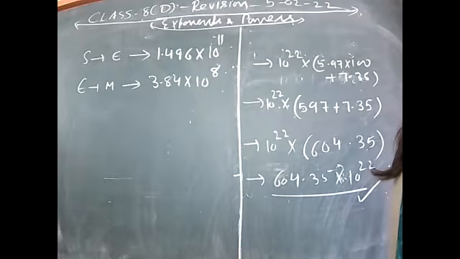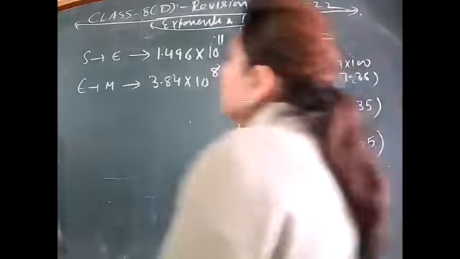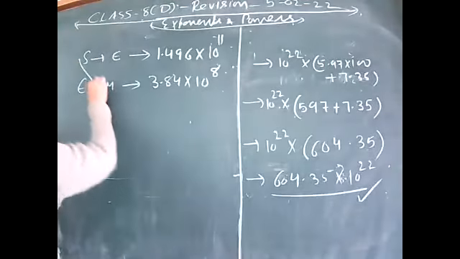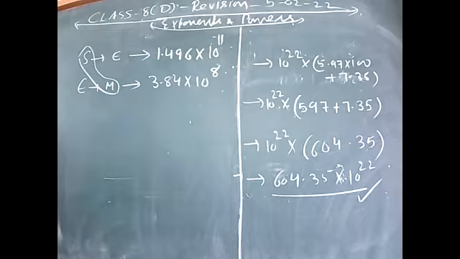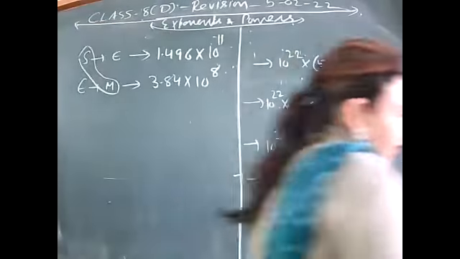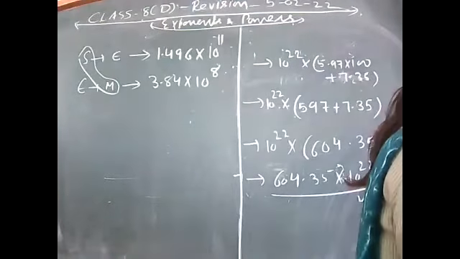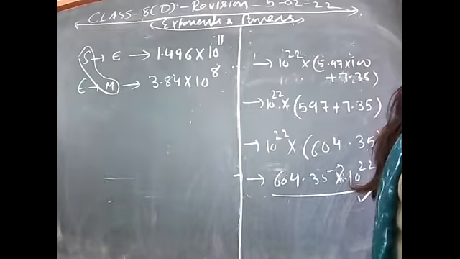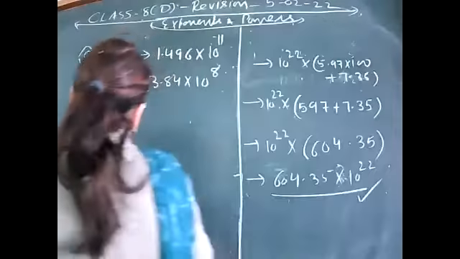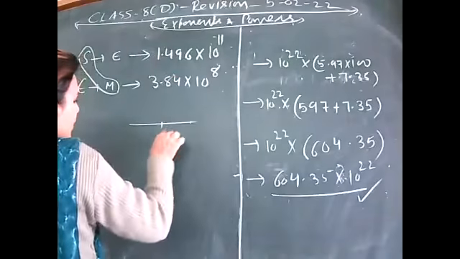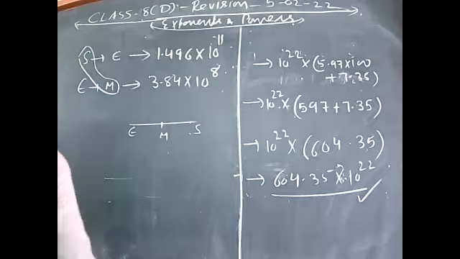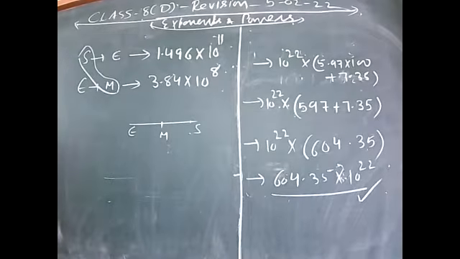What is the distance between sun and moon? We want to find the distance between sun and moon, with the condition given that during a solar eclipse the moon comes between earth and sun. So we want to find the distance between sun and moon.